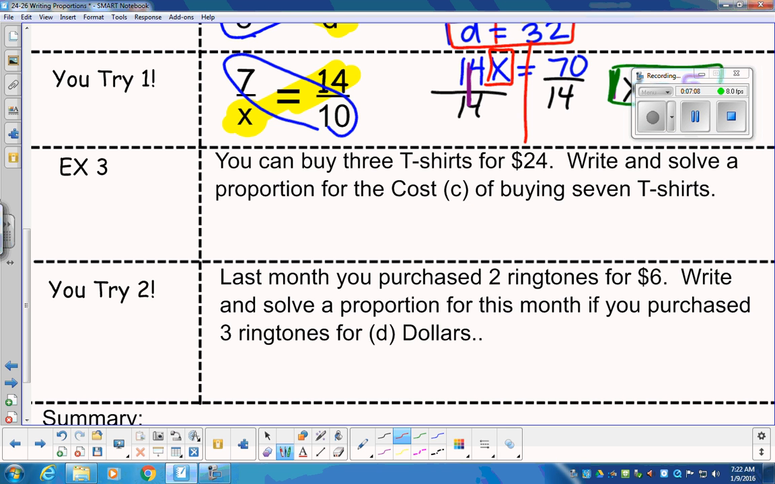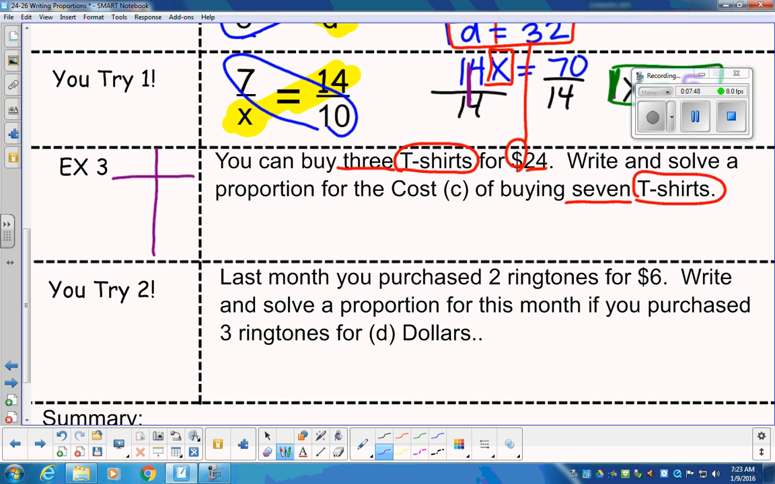As I read from left to right, it says you can buy 3. There's my number. I underline. 3 what? 3 t-shirts. Circle. 24. There's my number. 24 what? Dollars. There's my label. Write and solve a proportion for the cost of buying 7. There's my number. 7 what? T-shirts. There's my label. So I should have identified 3 numbers and 2 labels. There's going to be an unknown value in here, and our job right now is to start setting up this thing called a t-table. So I'm going to set the t-table up over here because of space.